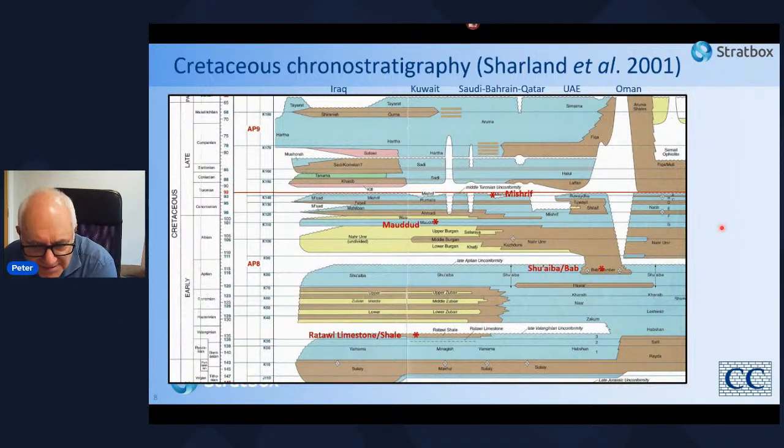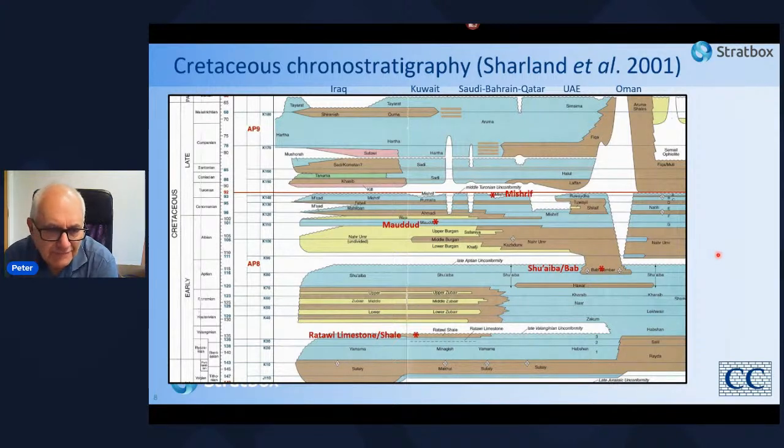So this is a chronostratigraphic diagram that covers much of the southern Gulf, from southern Iraq in the north, Kuwait, Saudi, Bahrain, Qatar, through UAE and Oman in the south. And we see the same basic stratigraphic architecture, these supersequences separated by unconformities, lower ones passing into clastics towards the west, and generally onlapping the Arabian Shield towards the west.